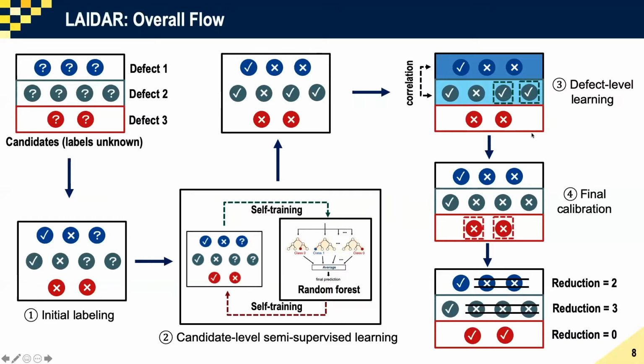Then, the defect-level learning process follows to make good use of the correlation between similar defects, so as to identify some obviously bad candidates to further improve resolution. Finally, a calibration procedure is employed to ensure accuracy. For example, if all the candidates of a defect are labeled bad, then all of them will still be kept in the list to assure accuracy.